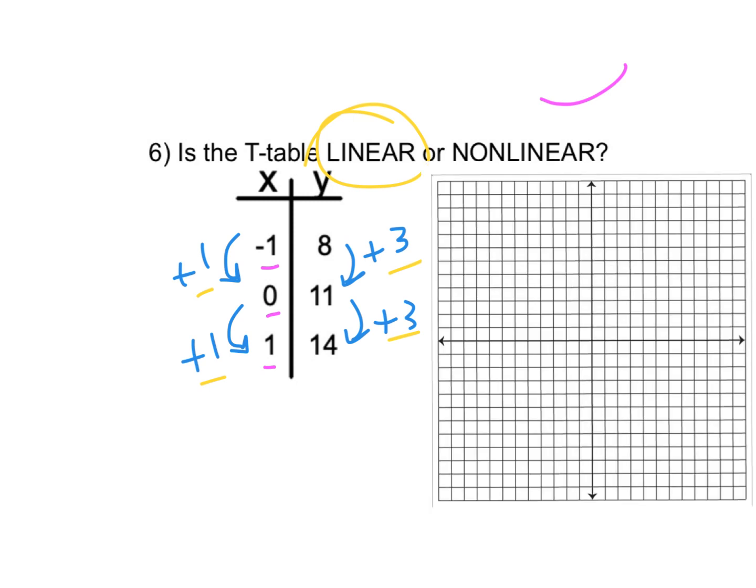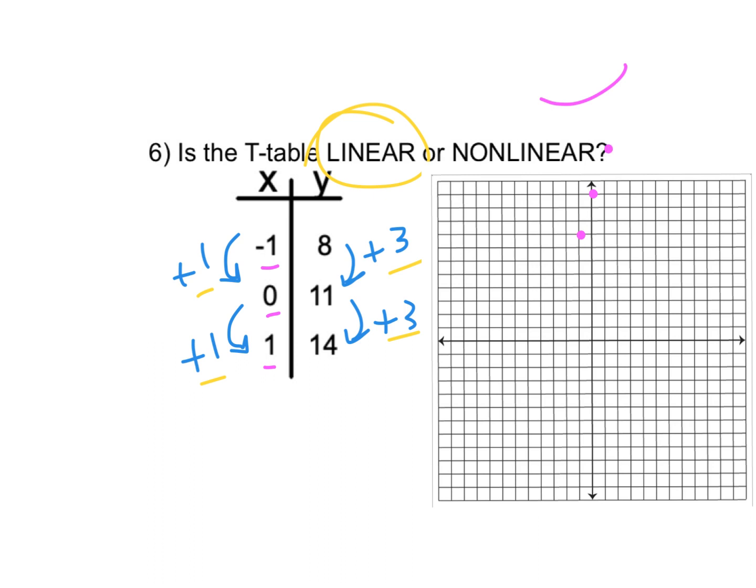So I'm going to go ahead and plot these points on here. And let's see what happens. Okay, so my first ordered pair is negative 1, 8. So I go back 1 and up 8. 1, 2, 3, 8. So about here. It's right there. Okay. And then 0, 11. So 0 and then 1, 2, 3, 4, 5, 6. So it's going to be right here. And then over 1 and up 14, 11, 12, 13, 14.